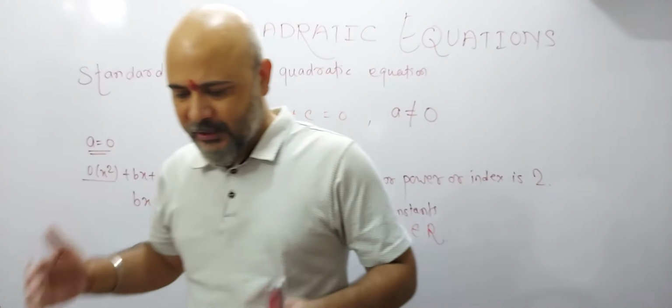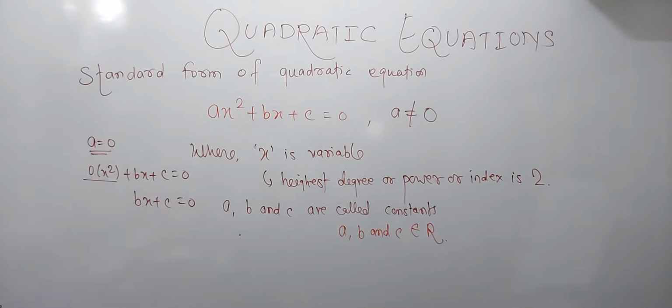Okay students, so what is the general form of a quadratic equation? We will say that the general form of a quadratic equation is ax square plus bx plus c is equal to 0, provided a is not equal to 0, where x is the variable and the highest degree of the variable is 2. a, b and c are called constants and they belong to real numbers.